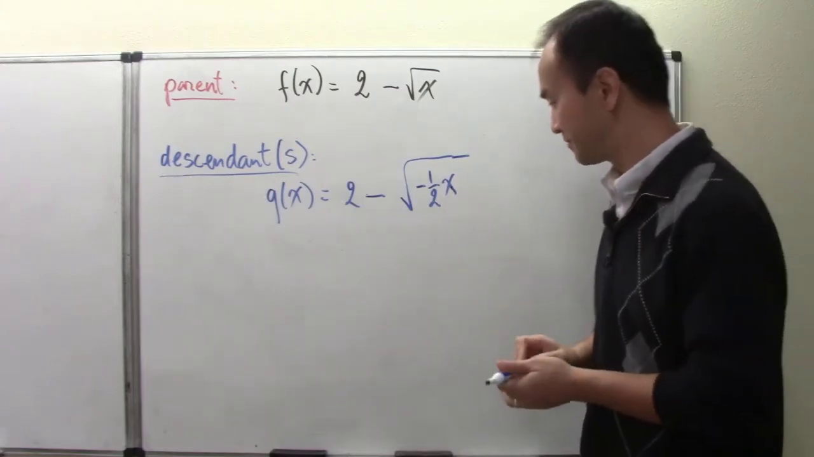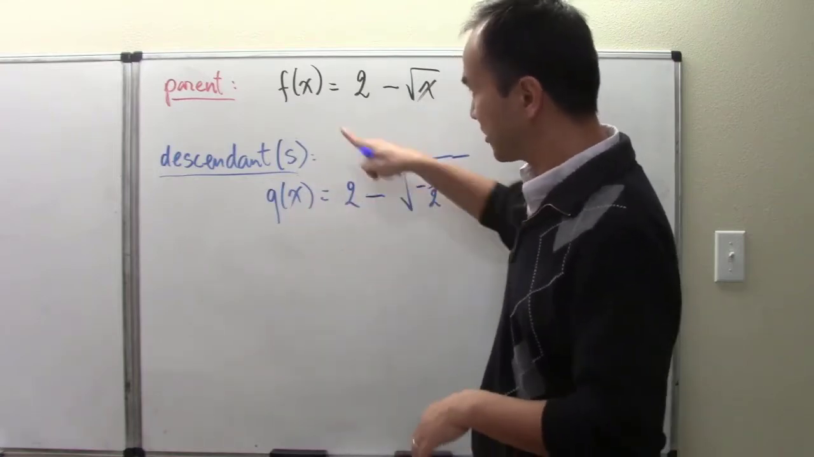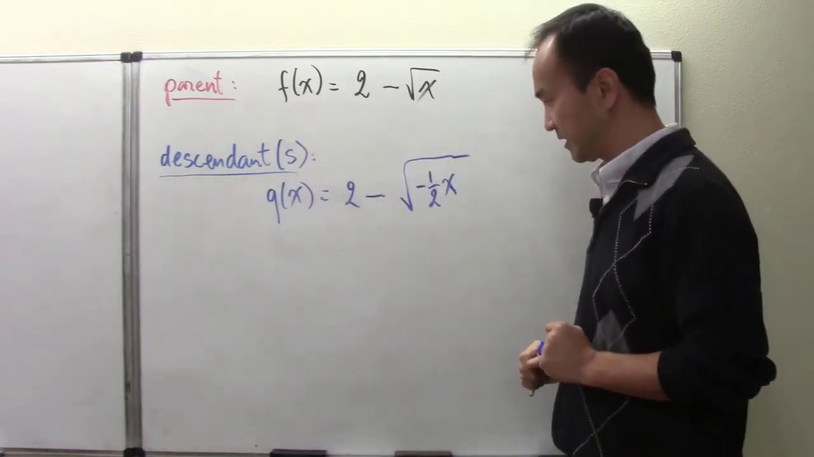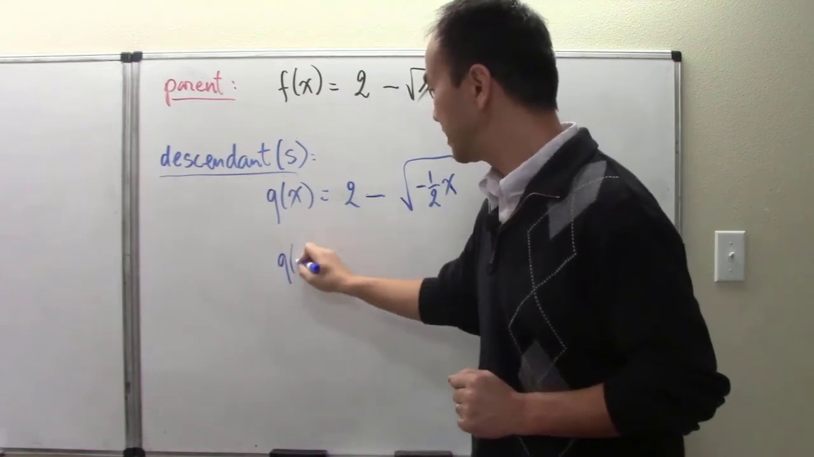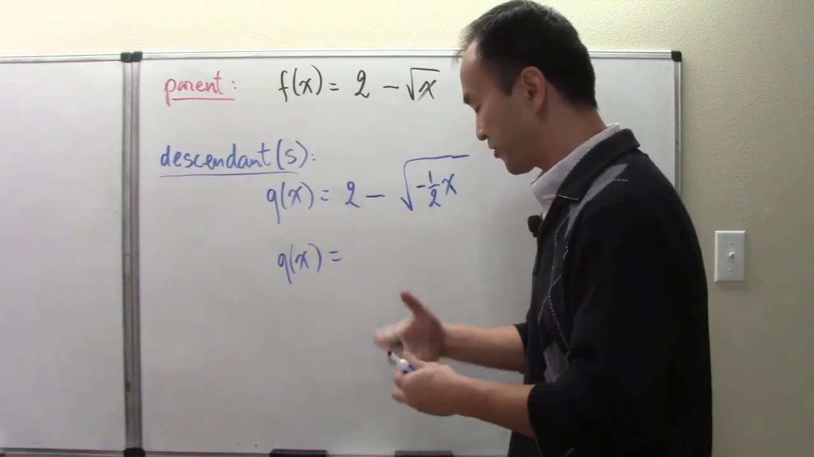And so now, here's how I recognize it. Comparing this function here with that parent function, f of x, right there, I see that q of x here truly is the parent function.